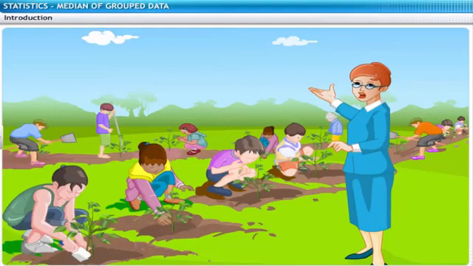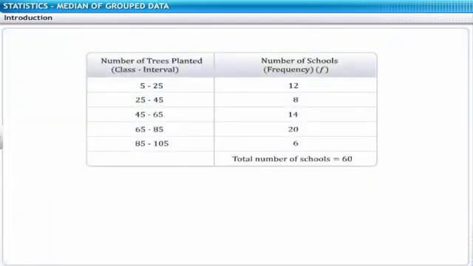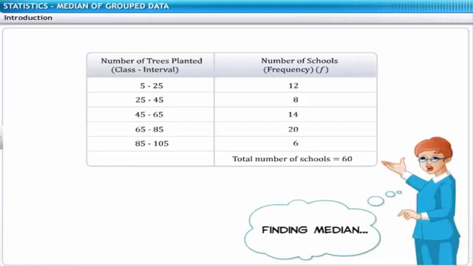Ms. Greenfingers is actively involved with the tree plantation programs conducted in her city. Here is the data for the tree plantation program Ms. Greenfingers recently conducted in 60 schools. The data is shown as a grouped frequency distribution table. Ms. Greenfingers has to find the median of this group data.